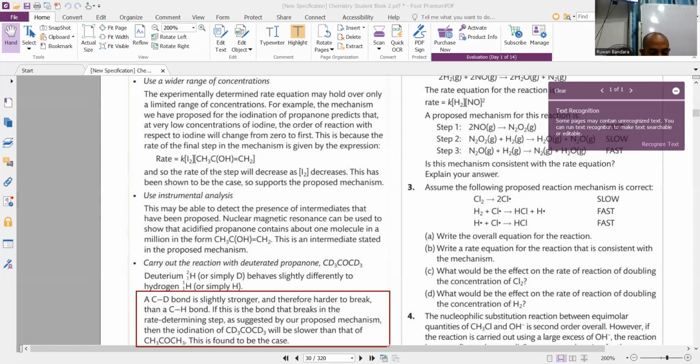Copy that one as well. That's what we are going to do. The slower step is the rate determining step. What is in the slow step, what is in the fast step?